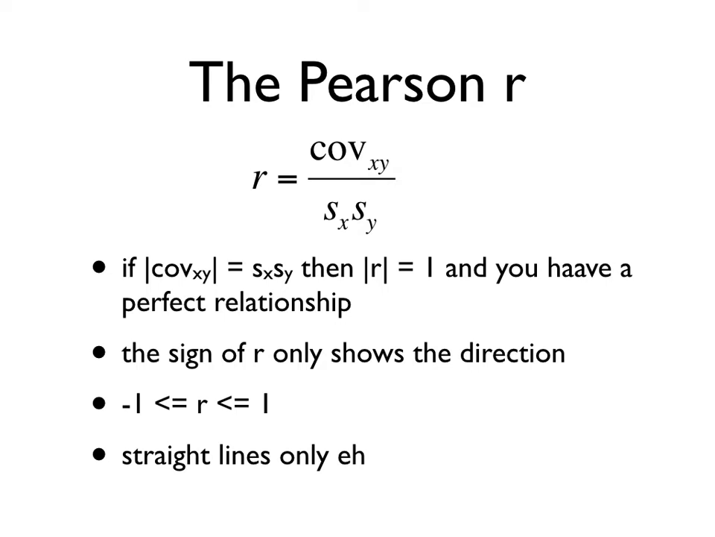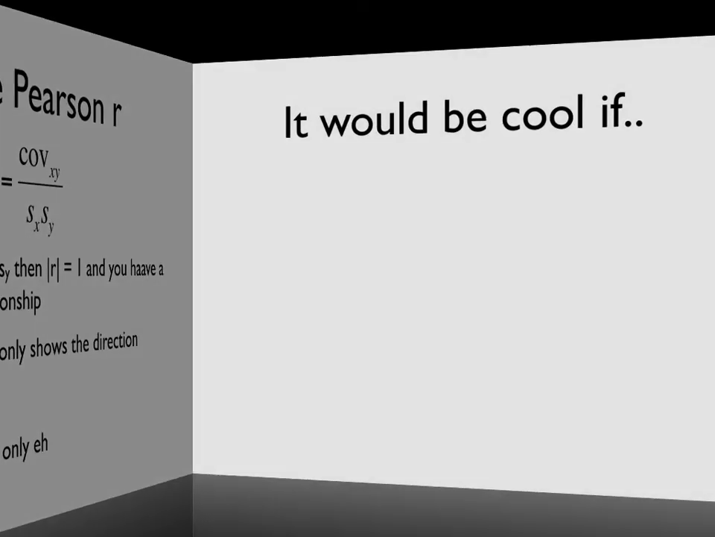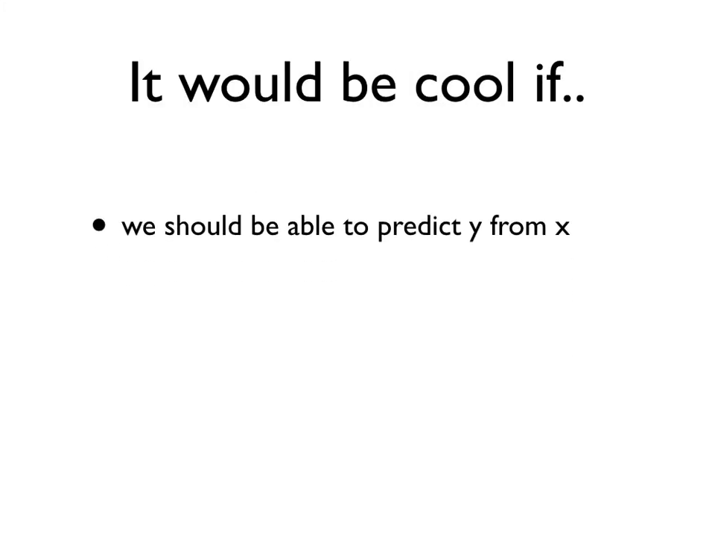Okay. So it's got to be a straight line. It's got to be a straight line. We should be able to predict y from x. So if we have your x, we should be able to say, what's your y supposed to be? Right?